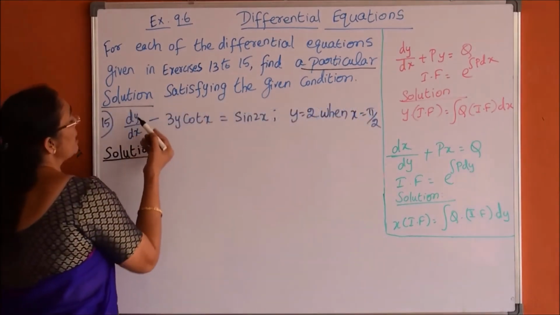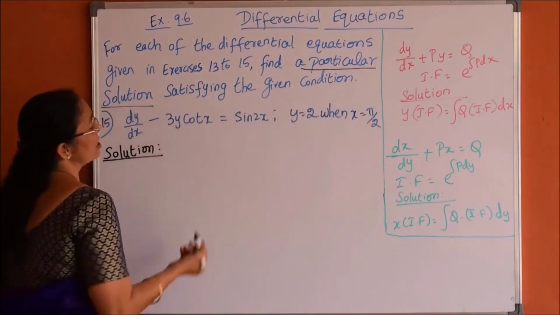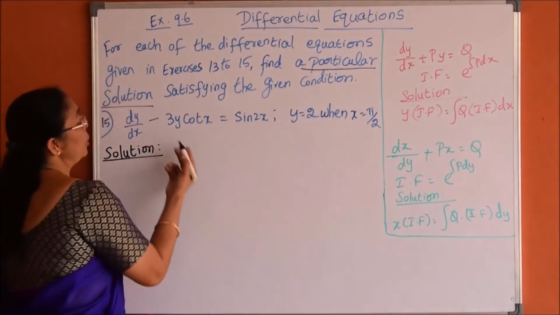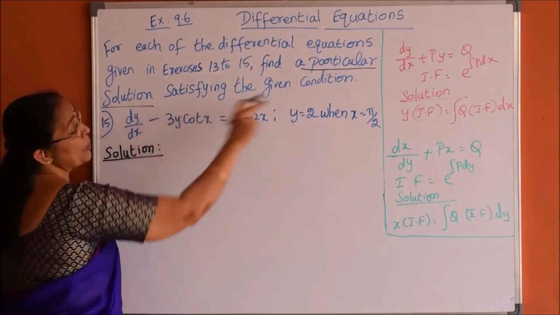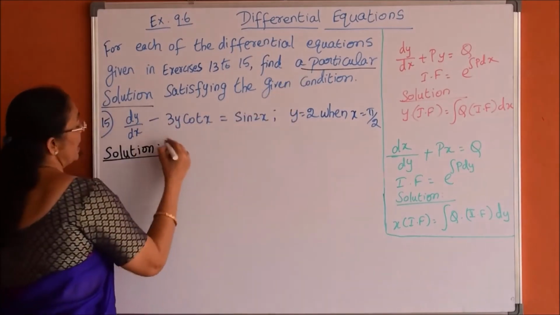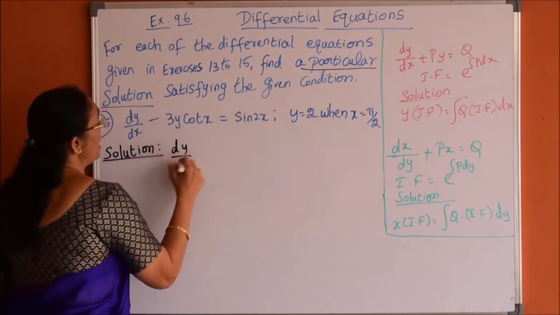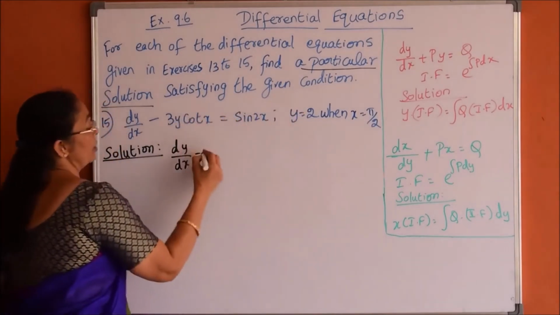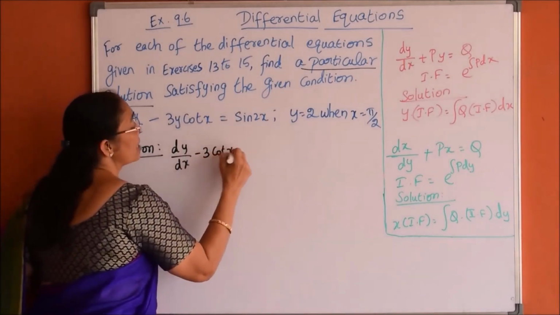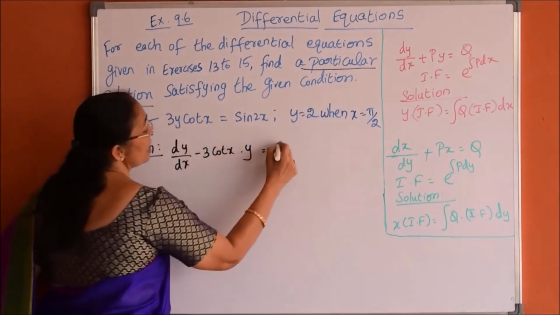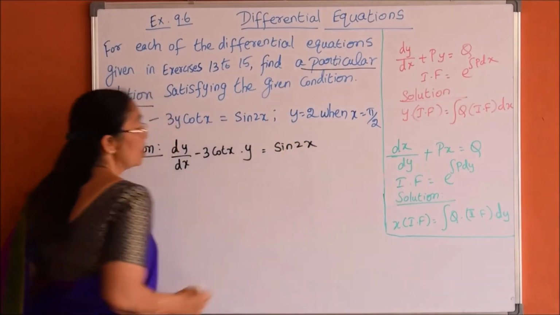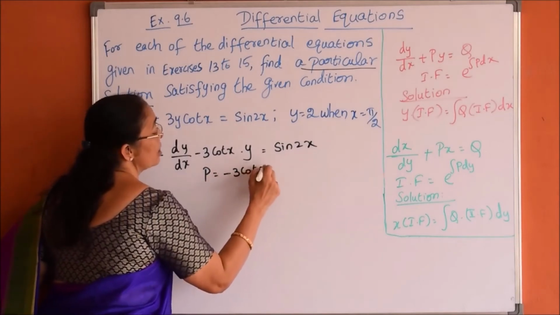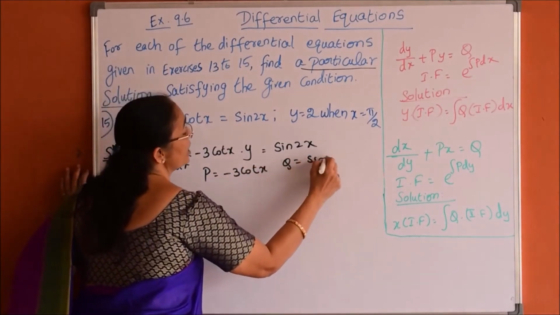15th problem: dy by dx minus 3y cot x is equal to sin 2x, y is equal to 2 when x is equal to pi by 2. Now this also will give the first form. Let us arrange and write dy by dx minus some function of x into y, that is 3 cot x into y, is equal to sin 2x. So our p value is nothing but minus 3 cot x and the q value is sin 2x.